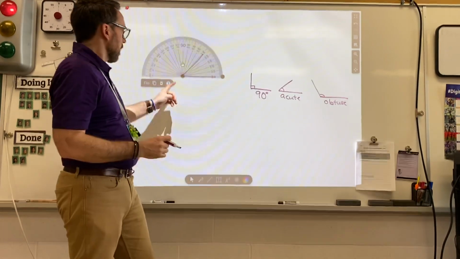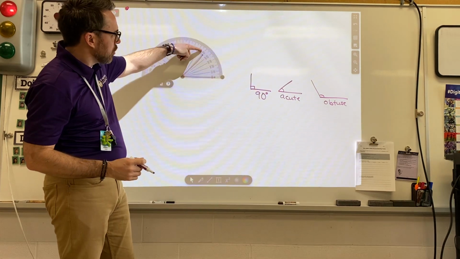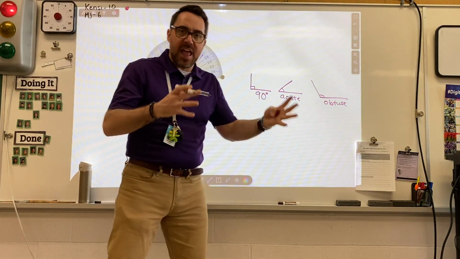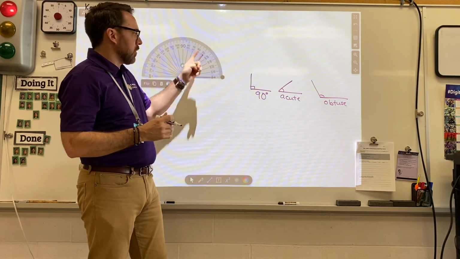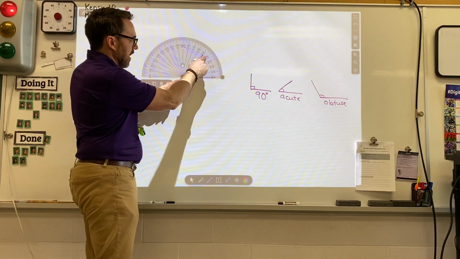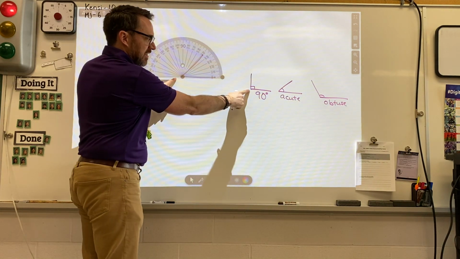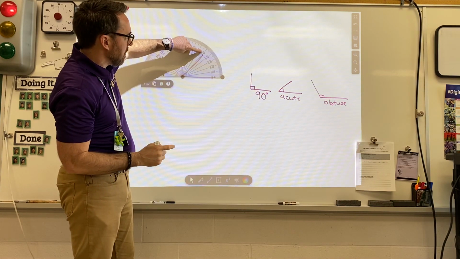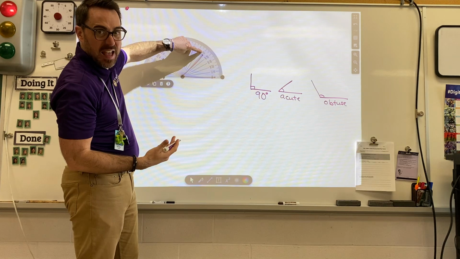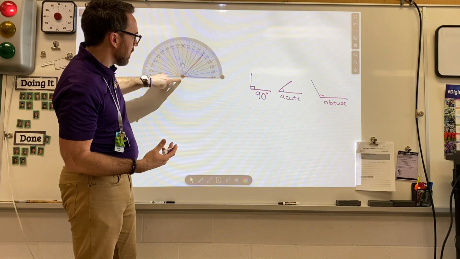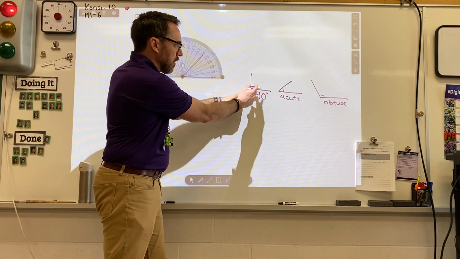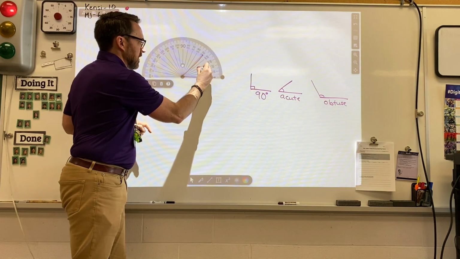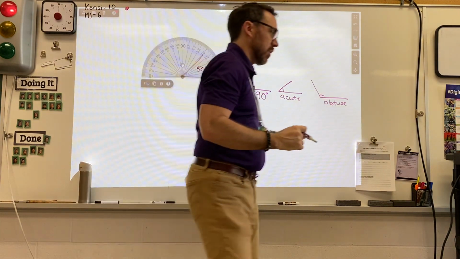First of all, measuring this angle here, I've got two numbers up here to look at, and depending on how the angle looks, you'll use one of those two numbers. But I know this angle is acute because it's smaller than a right angle. So I'm looking at the number up top here, that's 50. This wouldn't be 130, because 130 would be bigger than 90, and this isn't. So that's 50 degrees.